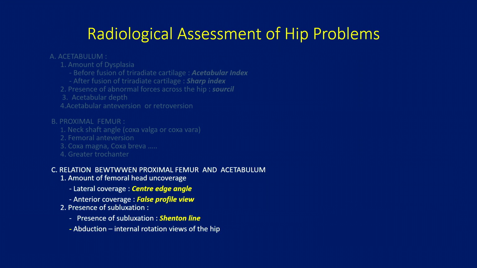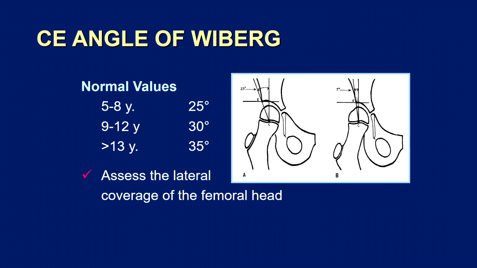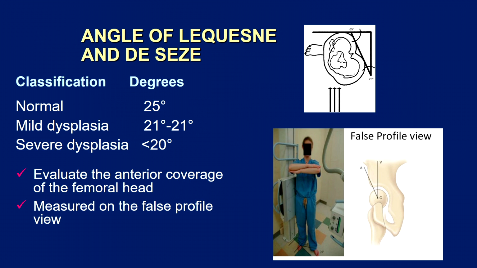The next thing now, you finished measuring the acetabulum, finished the proximal femur. What is the relation between the two? Extremely important, because that will tell you if there is a subluxation or not and if anything needs to be treated. The amount of femoral head coverage, you have anterior and lateral. The lateral, you measure the center edge angle of Wiberg, center of the femoral head vertically to the tip of the acetabulum, and that is the value. And the more lateral uncovering of the femoral head, the center edge angle of Wiberg will be decreased.